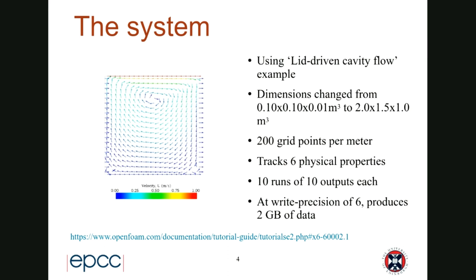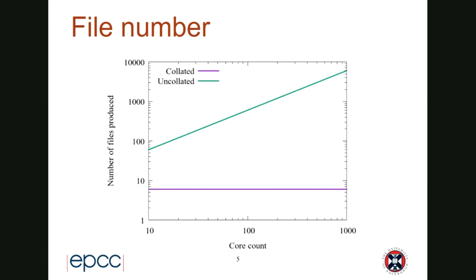The other thing to point out is the size of the data that I'm writing. Every time step, roughly speaking, I'm outputting 2 gigabytes of data, which is important when you're trying to get the efficiency of write outputs. But so this is to give you an idea of the system. So far, so good.